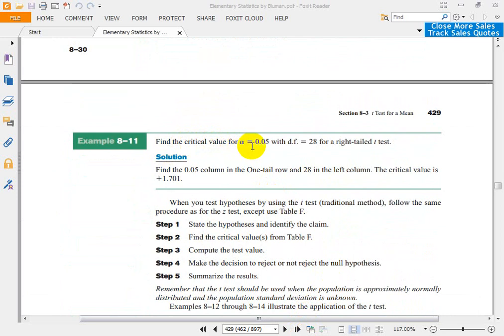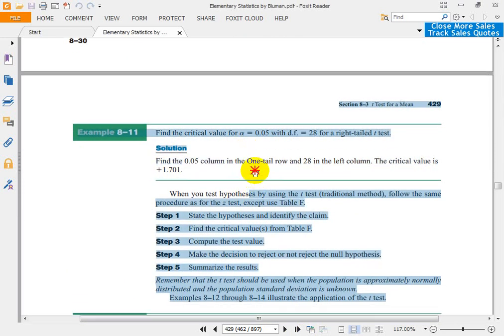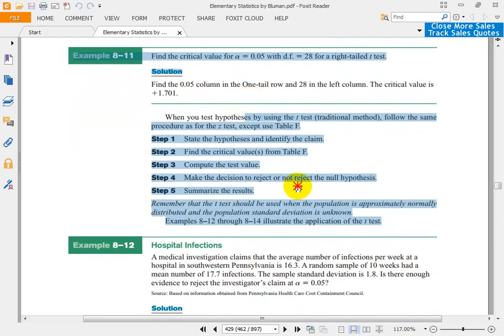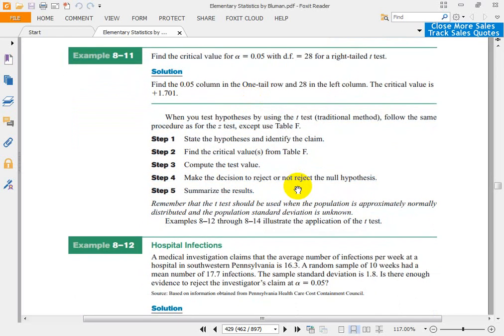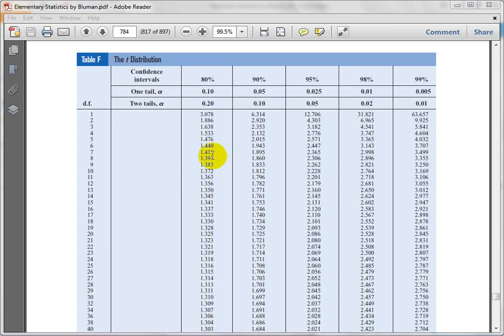Find the critical value, alpha is equal to 0.05 with degrees of freedom 28 for a right tail test. Find 0.05 column in one tail row and 28 in the left column. The critical value is this. So now we are going to study how to read the T value from the table. Please come to page number 784 of the same book. You are getting the T distribution table.